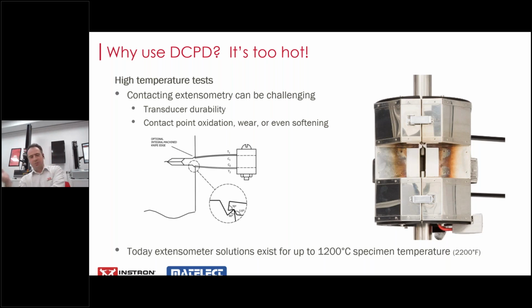Well, first off, as I say, elevated temperature. Why use DCPD? It's too hot. So high temperature tests, as I've noted at the bottom there, in modern times, we do have ways and means of connecting an extensometer to a specimen, maybe reaching into the furnace with the sensing element outside, but we can happily contact the specimen at up to 1200 degrees centigrade.